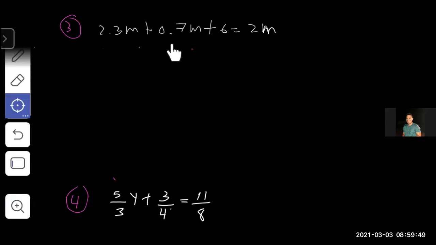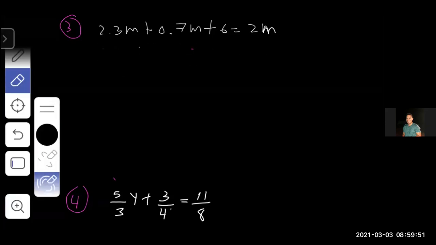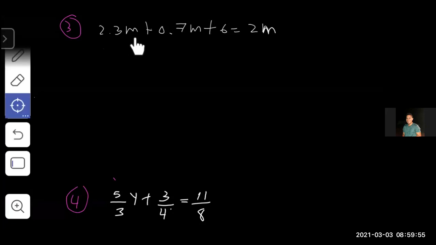Okay, let's have a look at this one. Now we have decimals. Not a problem, guys. It's exactly the same. 2.3 mangoes plus 0.7 mangoes plus 6 equals 2 mangoes. What is the value for this m? I don't know, guys. Okay, let's work on that.